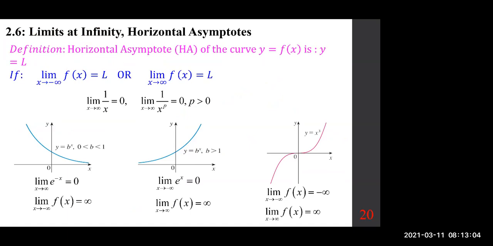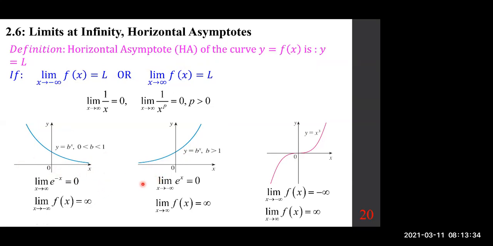The limit of the function as x approaches either negative or positive infinity gives us a number, then y equals L becomes a horizontal asymptote. As you can see from the graph here, an exponential decay, the x-axis becomes the horizontal asymptote. The same thing for the growth.